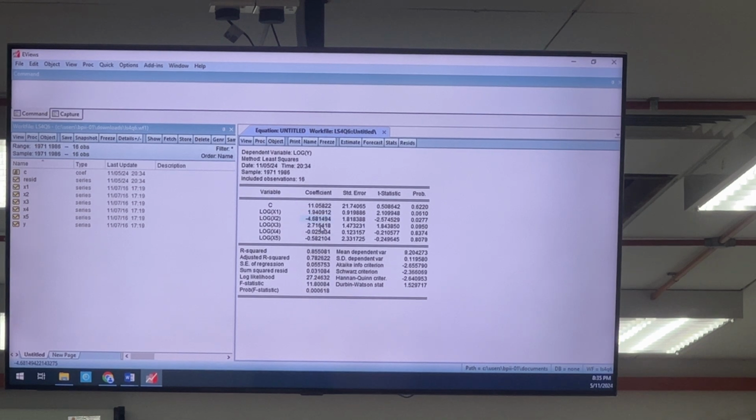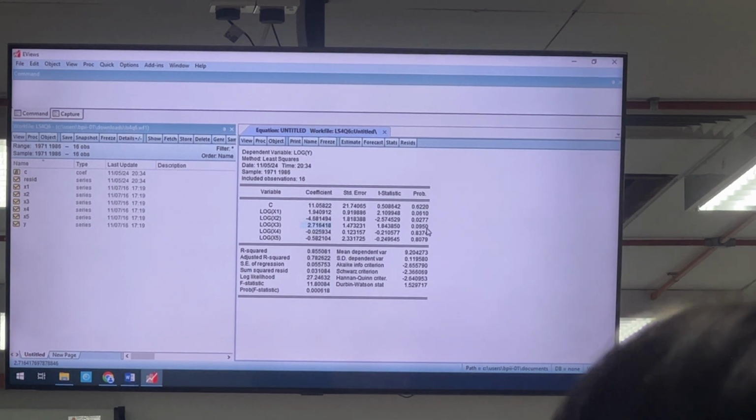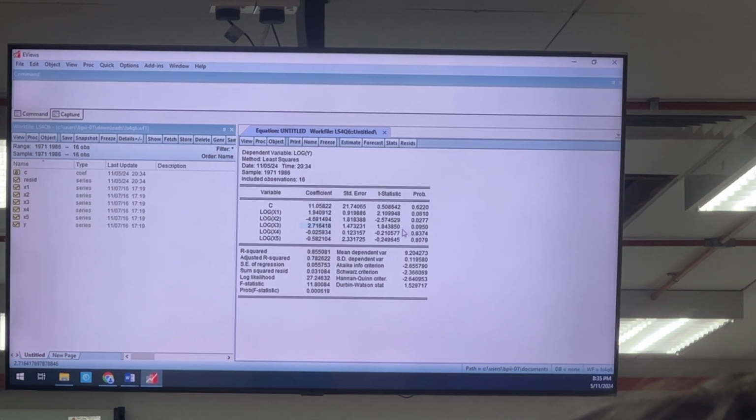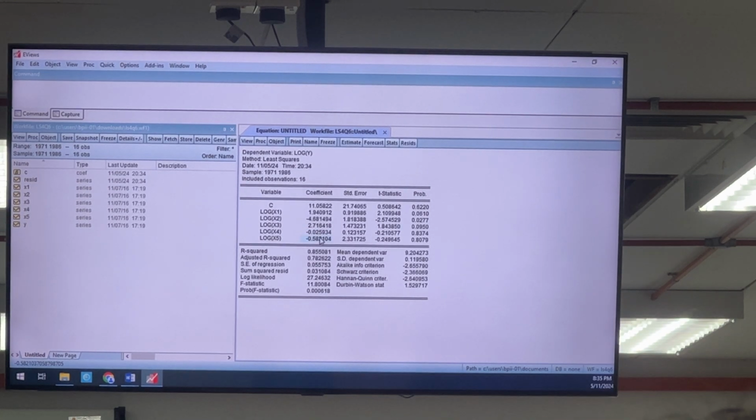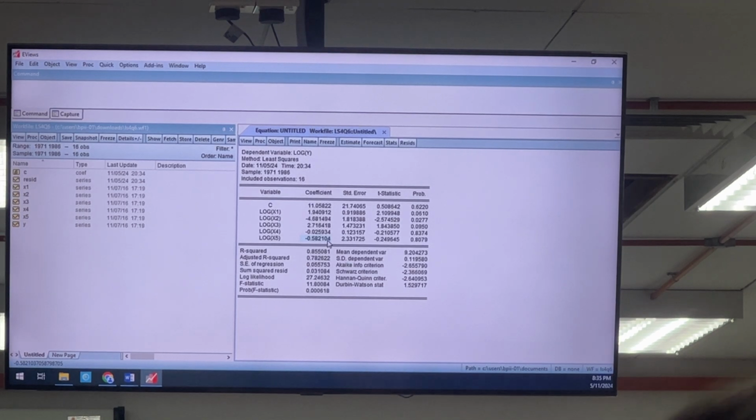X2 okay. X3 we expect positive, and we get positive, but it is not significant at 5%. Then x4 we expect negative, we get negative. X5 we expect positive, we get negative. So there are two, x1 and x5, with an incorrect sign of estimate, different from what we expect.